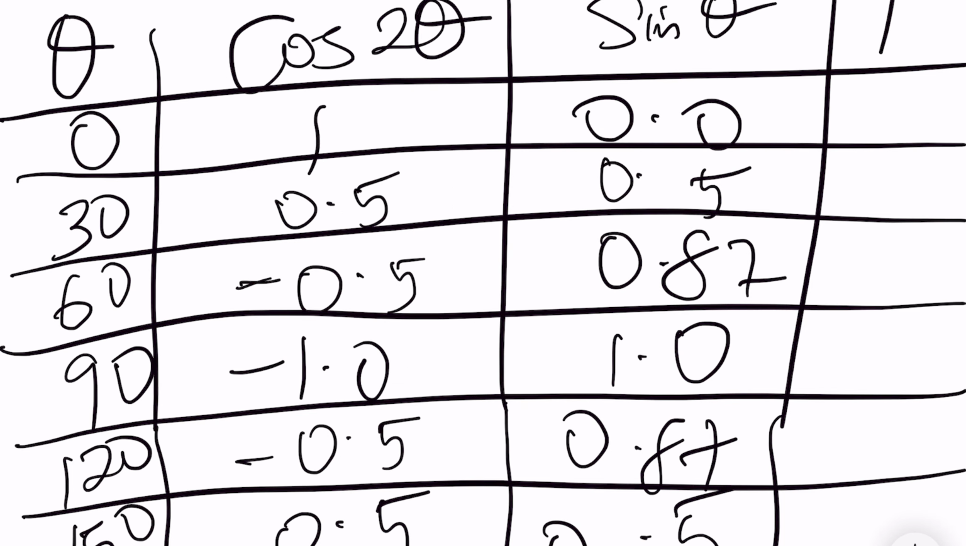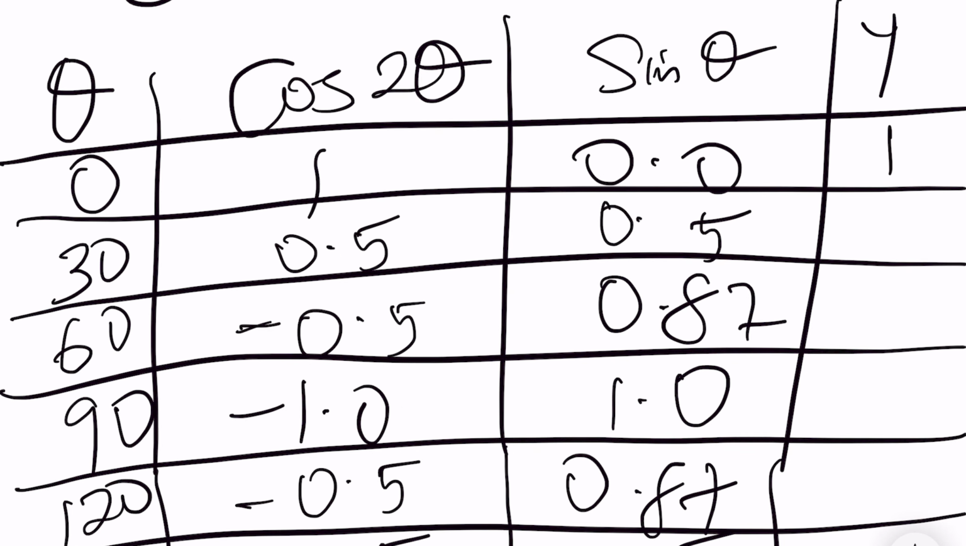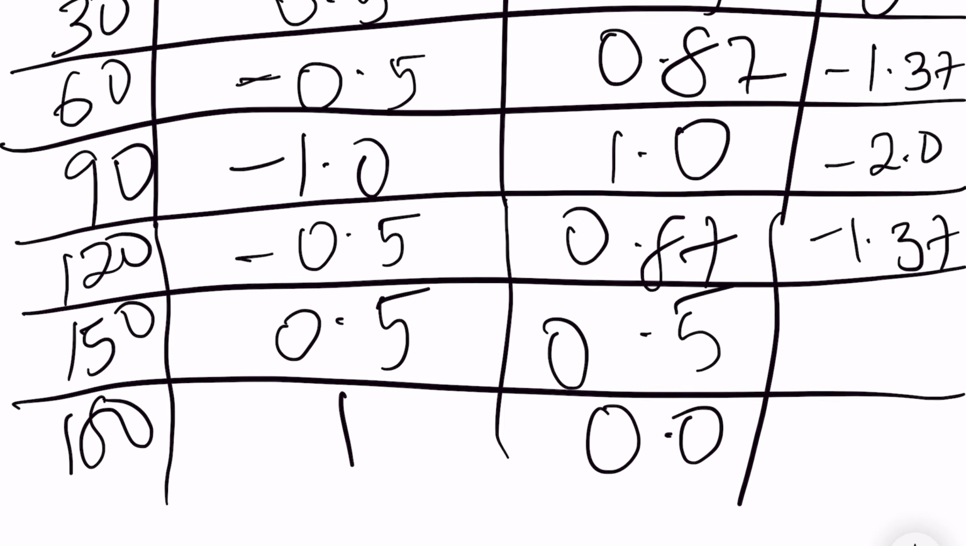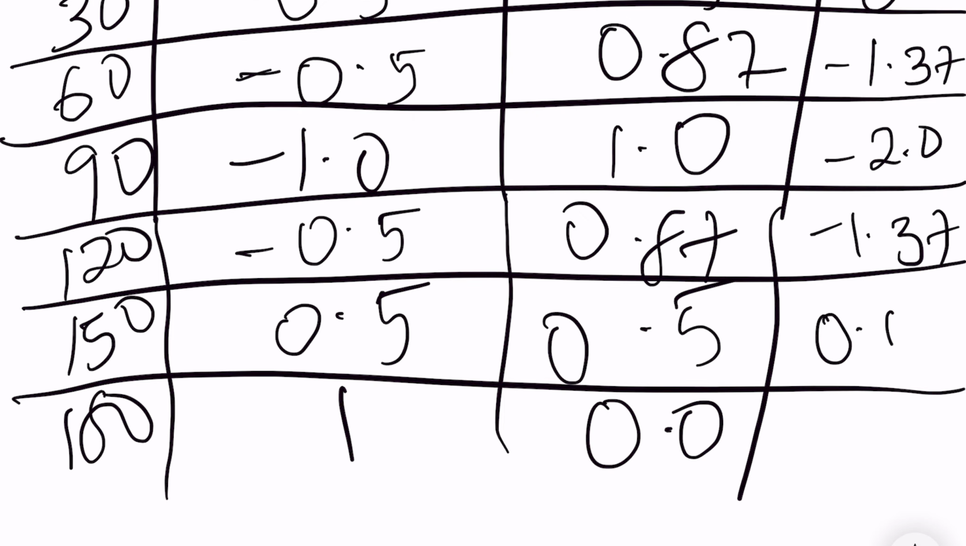Now, for both sides, we have cos 2 theta minus sin theta. We have this to be 0. We have this minus 1.37. This is minus 2.0. This is minus 1.37. This is 0. And this is 1.0. So now we draw our graph.